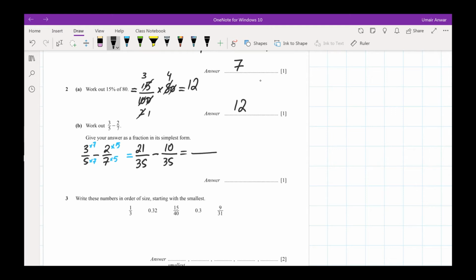Since the denominators are the same, now we can work out these fractions by taking the LCM, and the numerators will be 21 minus 10.